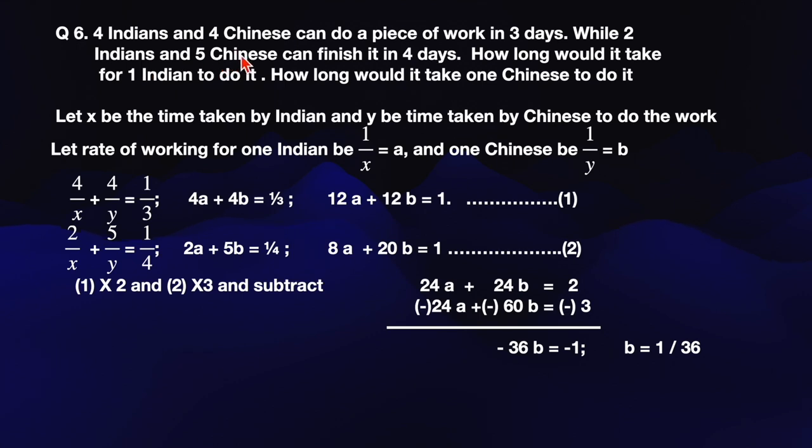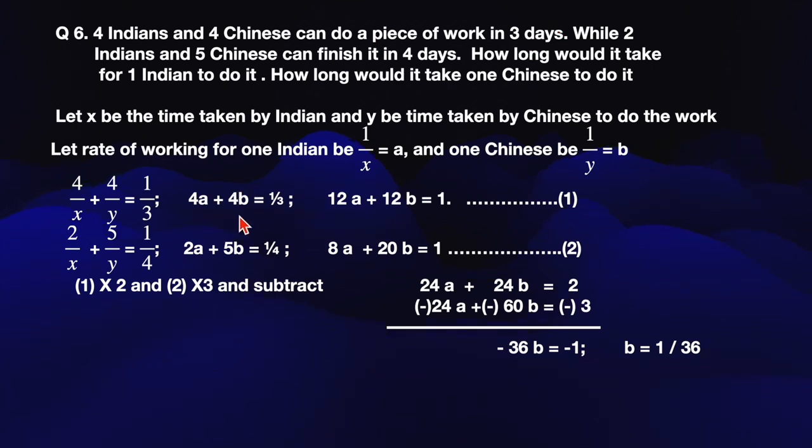4 Indians and 4 Chinese can do a piece of work in 3 days, while 2 Indians and 5 Chinese can finish it in 4 days. How long would it take for 1 Indian to do it? How long would it take for 1 Chinese to do it? So let x be the time taken by an Indian and let y be the time taken by a Chinese to do the work. So rate of working will be 1 upon x. So here 4 into 1 upon x plus 4 into 1 upon y is equal to 1 upon 3.